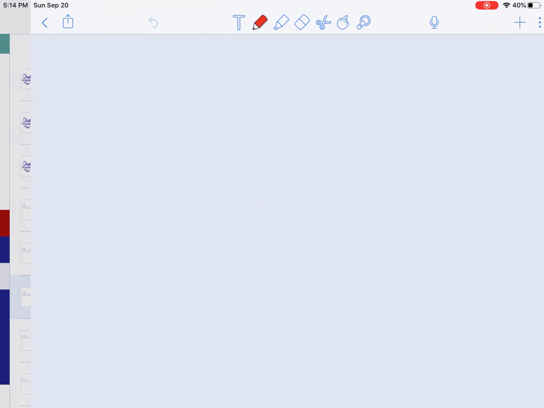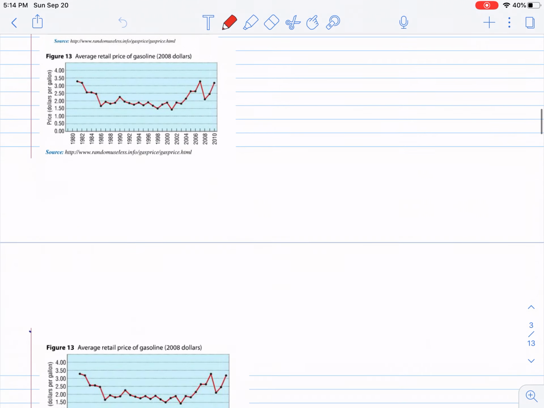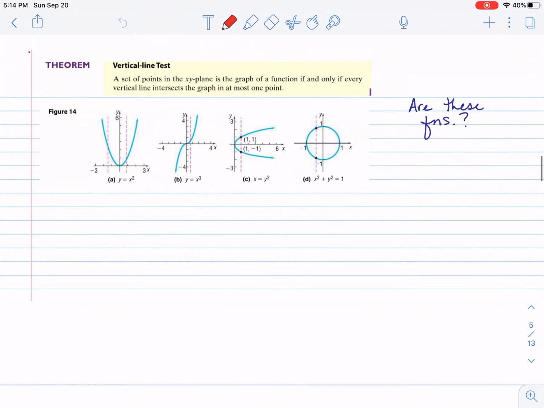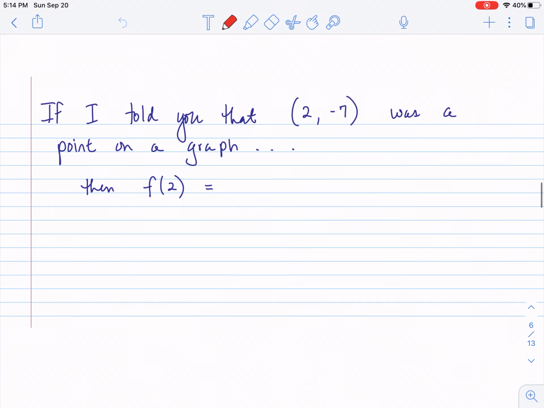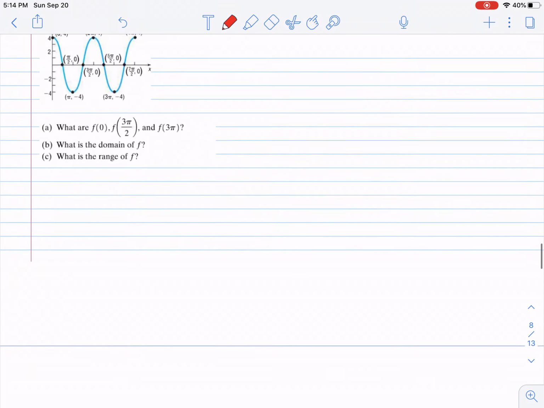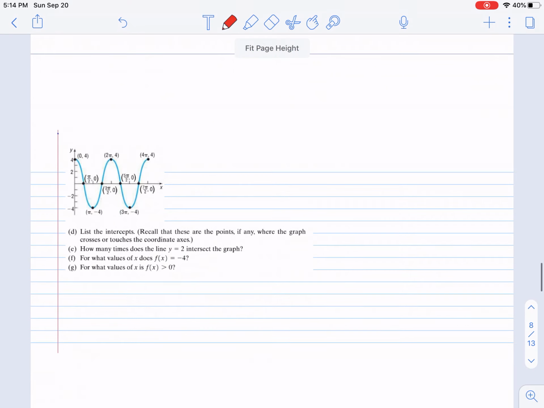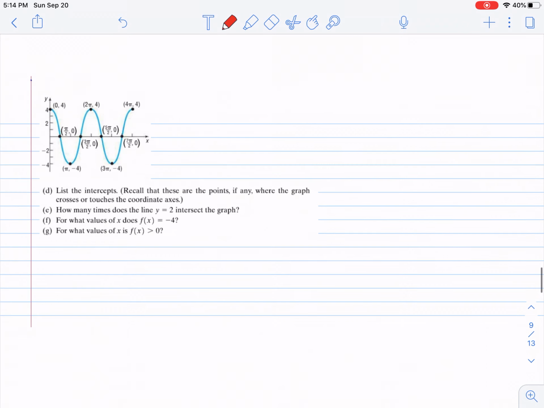So 2-2 is right here. I don't have much to talk about in 2-2. I'm scrolling. You guys know what the vertical line test is. This to me is all very obvious stuff. We might want to talk a little bit about what values of h does f of x equal. That's easy stuff. Let me see what else I could talk about. The range and the domain, that should be easy. How many times does the line, this should be easy too.